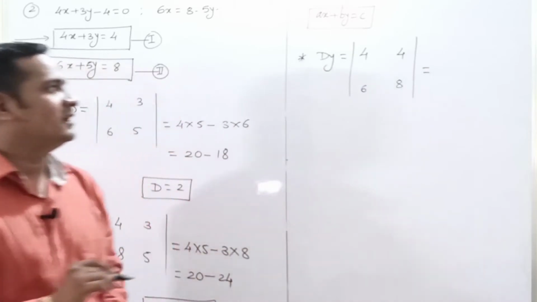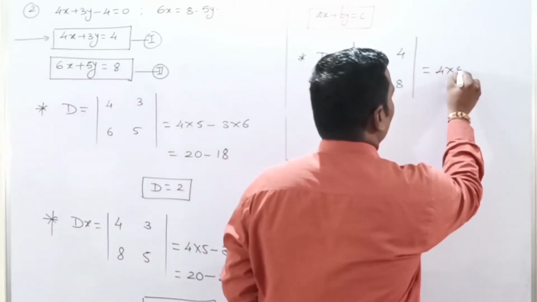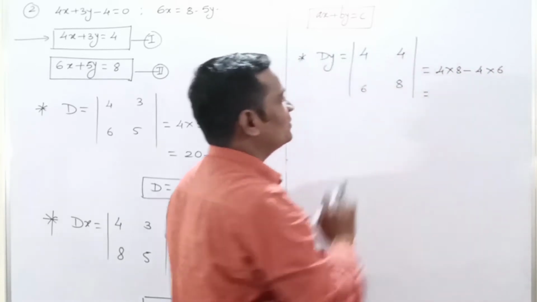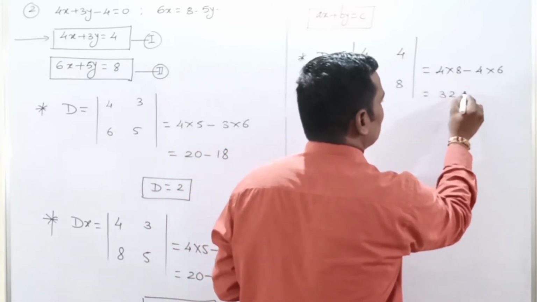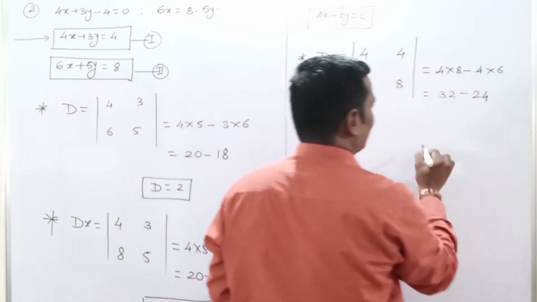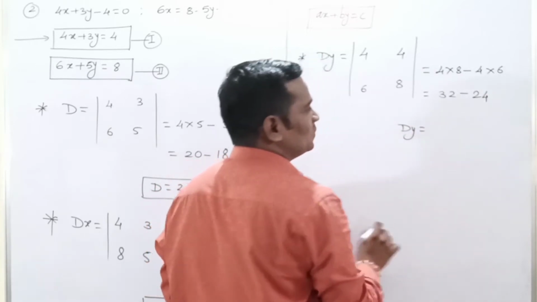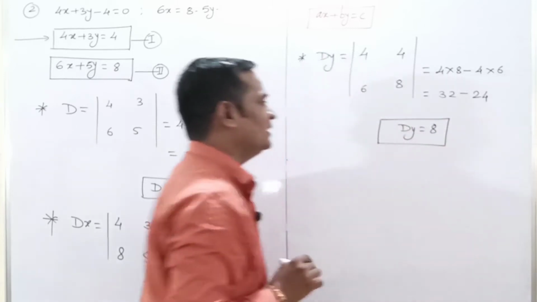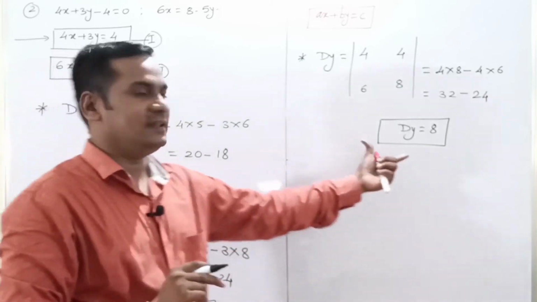So let's find the answer here. 4 and 8 cross multiplication. 4 into 8 minus 4 into 6. This 4 into 6. So this 4 eights are 32 minus 24. Okay, and that answer will be, so therefore dy is equal to 8. Okay, in this way we can easily get the values of d, then dx and dy.